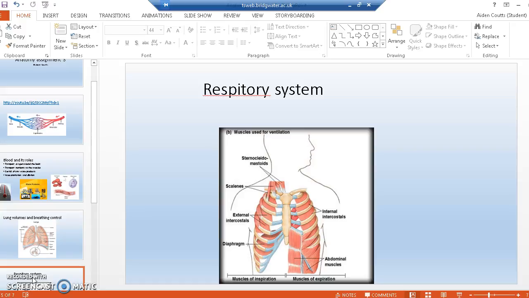The increase in size decreases the internal air pressure until the air from the outside, which is now at a higher pressure than inside the thorax, rushes into the lungs and equalizes the pressure. When we exhale, the diaphragm and intercostal muscles relax and return to their resting positions. This reduces the size of the thoracic cavity, thereby increasing the pressure and forcing air out of the lungs.